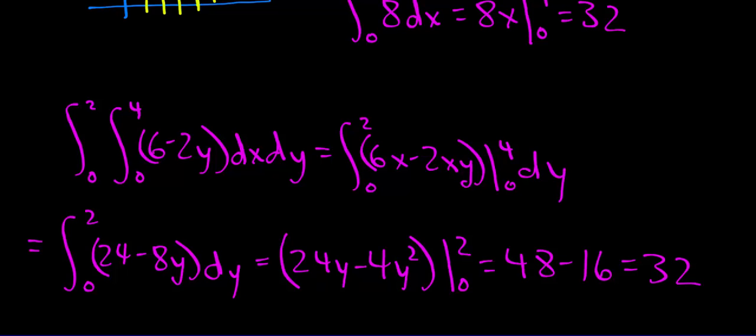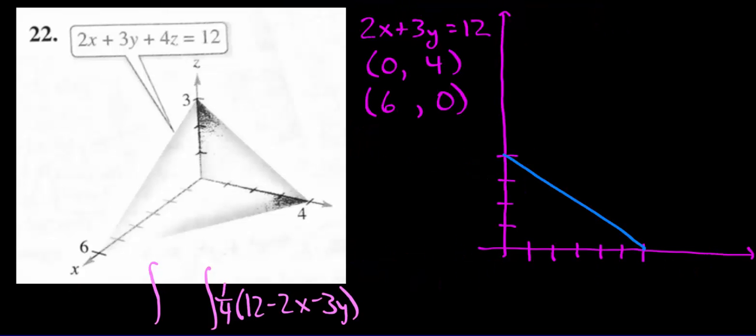Okay. Do y'all see? So you can go in any order that you want, either order that you would like. On this 22, you notice that we have one roof, and I solved for z to get that. So it's 1/4 of 12 minus 2x minus 3y. So that's my height. No matter where I'm standing in there, if I look up, that's the roof I see. That's the ceiling.